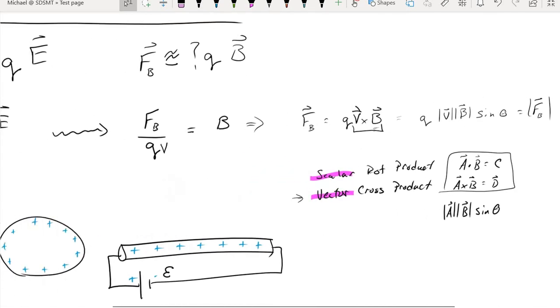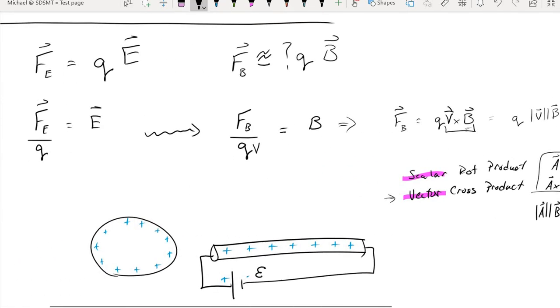Now, the velocity was the missing piece to this expression. If we just took the same expression from the electric case and we didn't include the velocity, well, our answer for the magnetic field would be off by that scalar value of whatever the speed was, which is why we had to incorporate it in here.